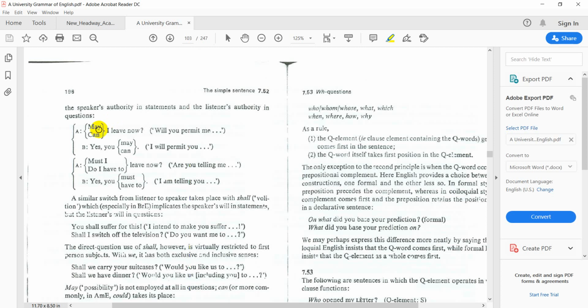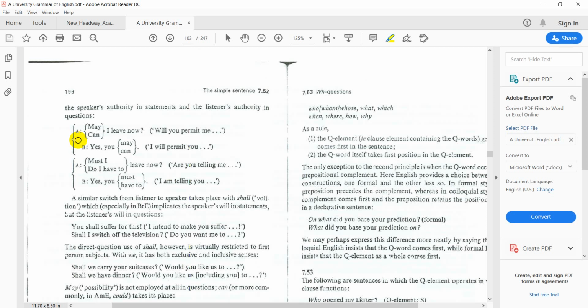So let's have a look at what is said here. Okay, may and can, when we use them for permission. Now see, the listener is going to ask the speaker for permission. May I leave now? Can I leave now? See, it is in the form of a question. It means, will you permit me to leave now? Will you allow me to leave now?